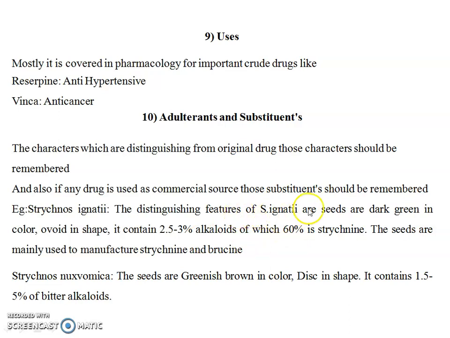Now these characteristics are different from those of the authenticated drug, so you have to remember those characteristics. I have also explained this in the morphological characters. Only through the morphological characters can we differentiate from the authenticated drug. So remember the adulterants and substituents whose characteristics are different from those of the authenticated drug.